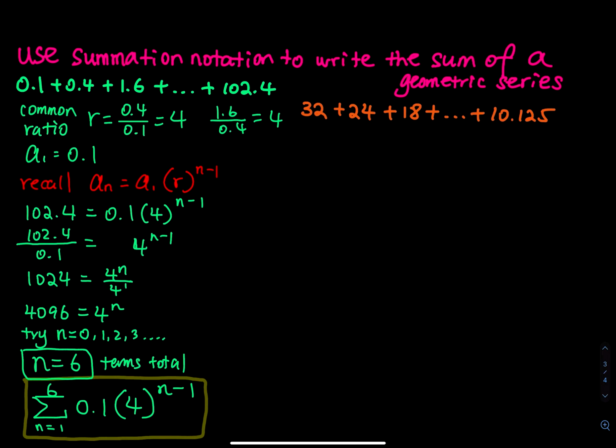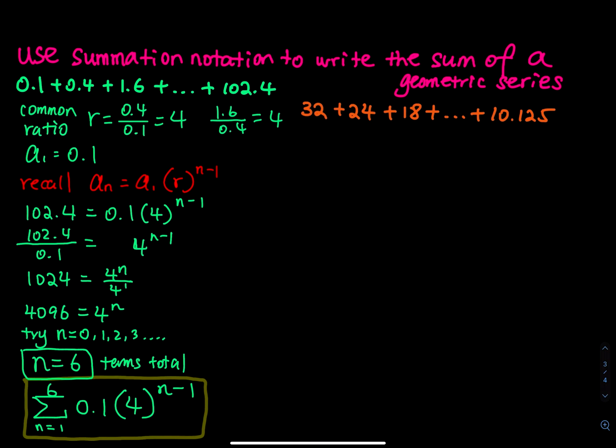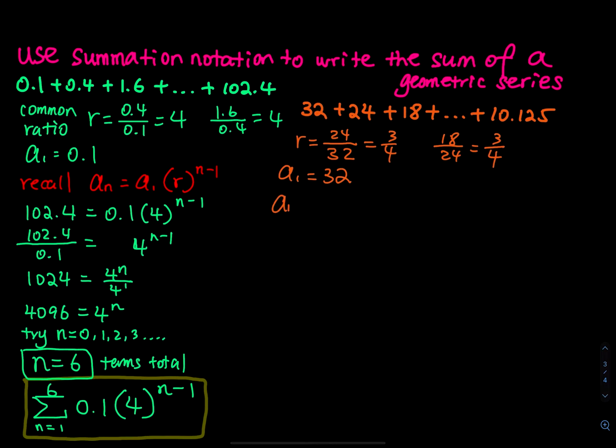All right, how about the next problem in orange? For the next problem, I will find the common ratio. The common ratio is 24 divided by 32. Let's simplify that. That is equal to 3 over 4. To make myself safer, I will try one more pair: 18 divided by 24. Yes, that is also equal to 3 over 4. Okay, so the first term, a_1, is equal to 32. And then I have to find the nth term. The nth term is equal to a_1 times r to the n minus 1. I know the nth term is 10.125.